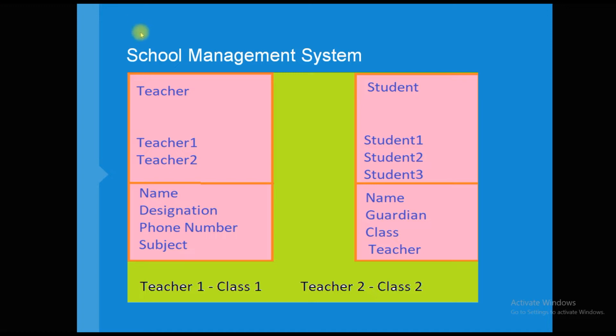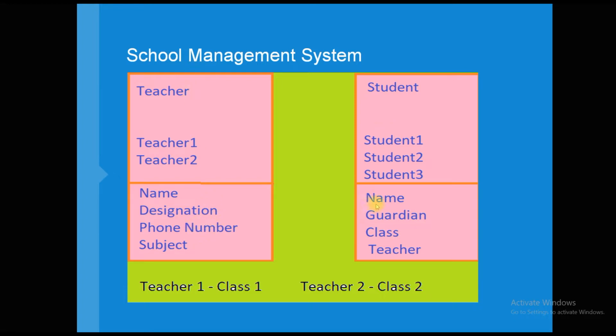Here this is a school management system. Assume this is an object and this is also an object. So teacher is an object and student is a different object. The concept is that teacher 1 takes class 1 and teacher 2 is specific to class 2. So the relation will be that one teacher is assigned to class 1 and a second teacher is assigned to class 2. Here name, designation, phone number and subject, these four are the fields for this particular object.